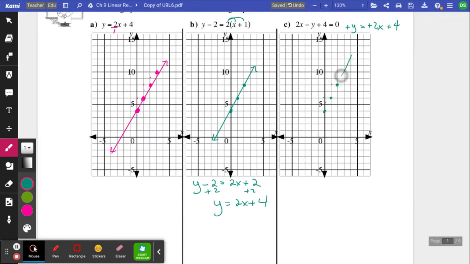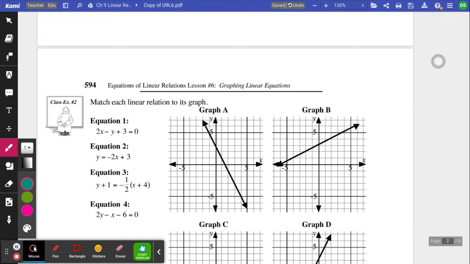So what I want you to see here is that even though the equations look different to start with, if you get them to y equals, they're all the same. So you just rearrange the equation, make it look like y equals, and it's easy. Brooklyn, did you have a question? Okay, turn the page.